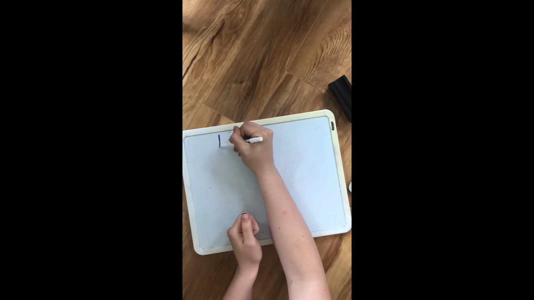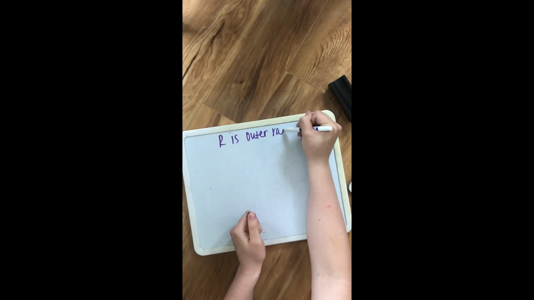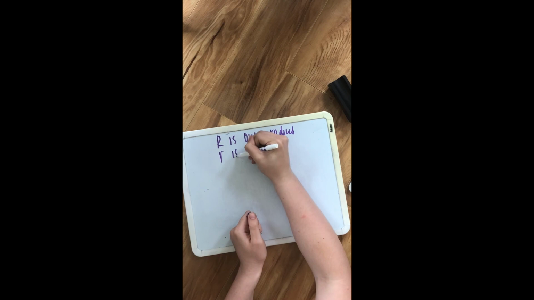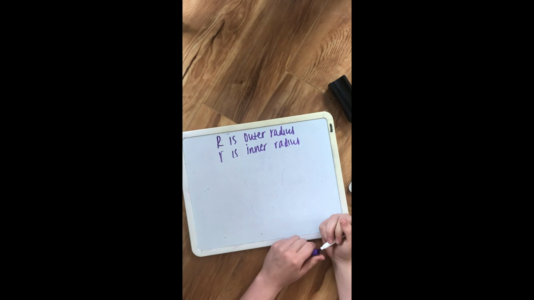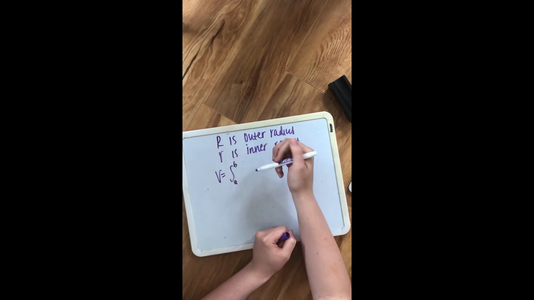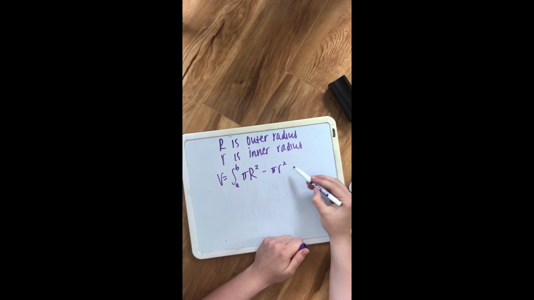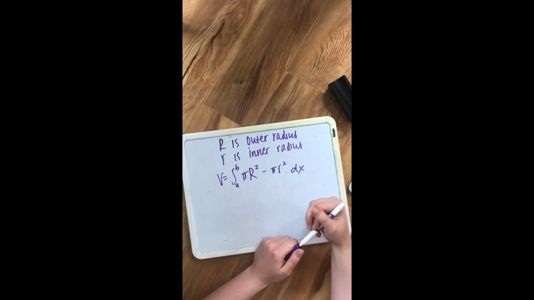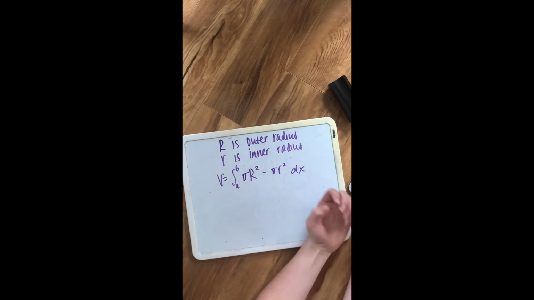Big R is the outer radius, and little r is the inner radius. And the formula for washers is as follows. V equals the integral from a to b of pi big R squared minus pi little r squared dx. Always forget that. The integral involving the inner radius represents the volume of the hole and is subtracted from the integral involving the outer radius.